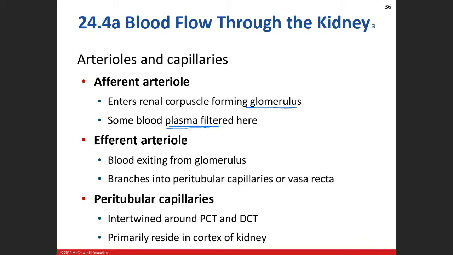And it forms that filtrate. That's what it's called. So then what exits out of the renal corpuscle is going to be the efferent arteriole, and that's going to branch over to the peritubular capillaries or the vasa recta. So you have a choice when you're the efferent arteriole.